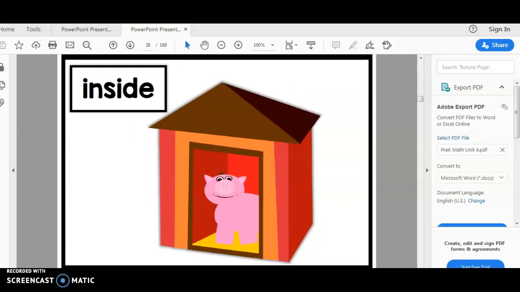Okay, where's the pig now? The pig is inside. He's inside of his little house. Do you see him right here? That means inside.